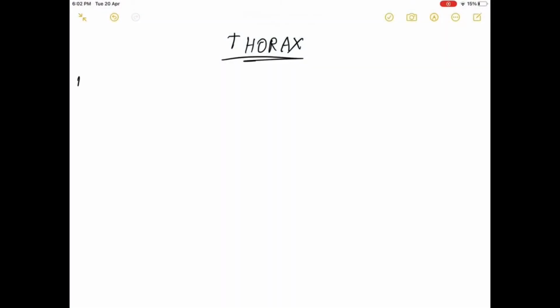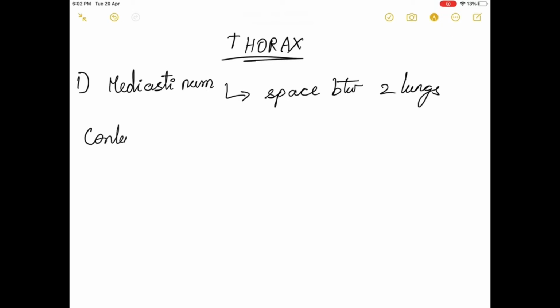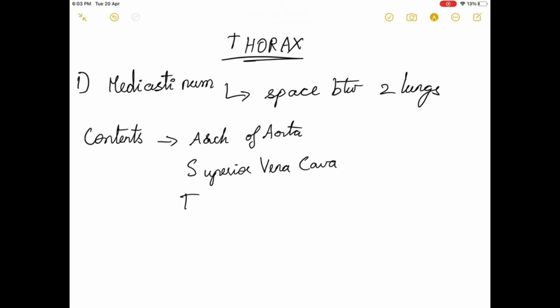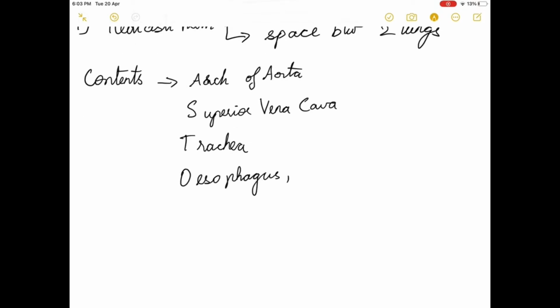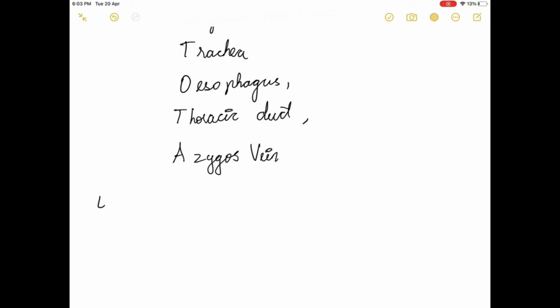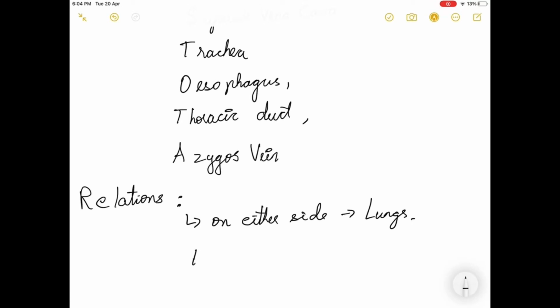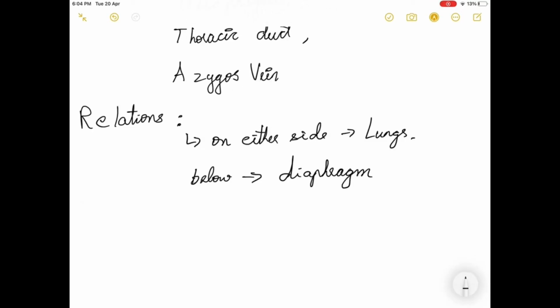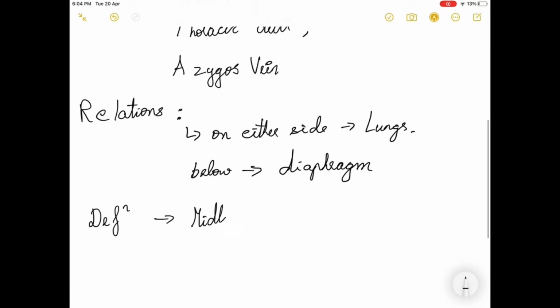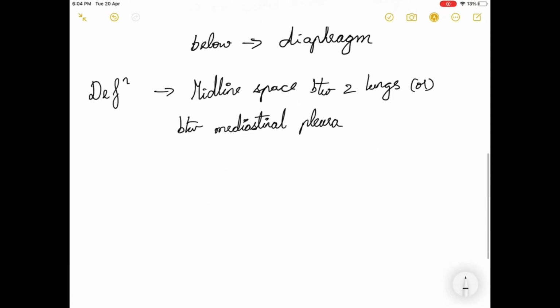Okay guys, now we'll be seeing the first topic of thorax, that is the mediastinum. It is nothing but the space between the two lungs. The contents are arch of aorta, superior vena cava, trachea, esophagus, thoracic duct and azygos vein. On either side of the mediastinum we have the lungs, and below that we have the diaphragm. The definition is the midline space between the two lungs or between the mediastinal pleura.